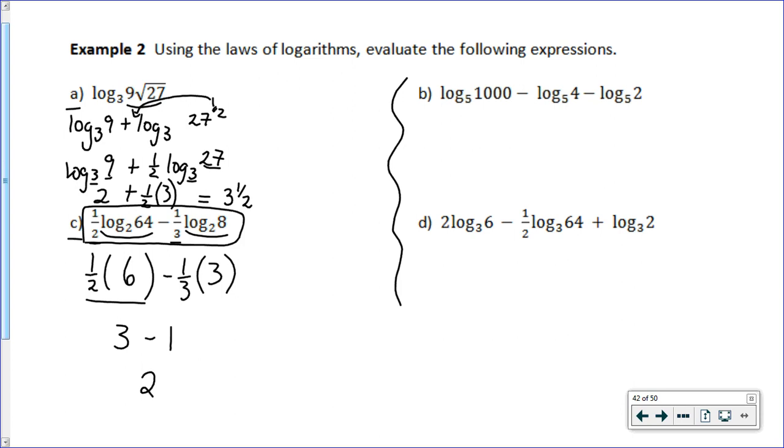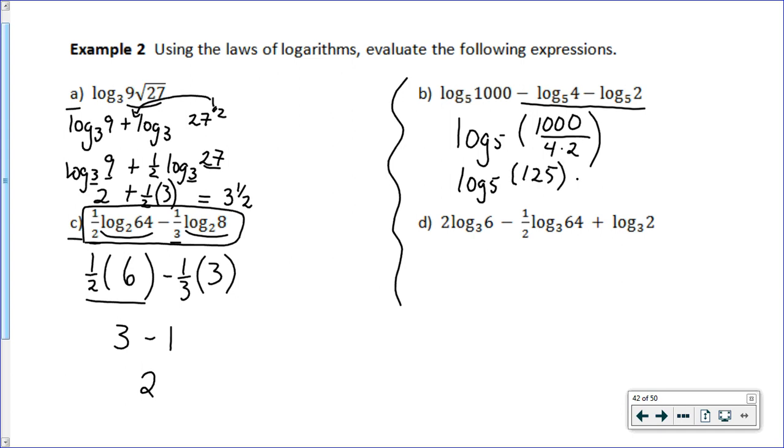Okay, in B, what I might do is rewrite it as log base 5 of 1,000 divided by, because I'm subtracting these two, 4 times 2. And so I would end up with log base 5 of 125. And this is just 3. Remember, 5 to the power 3 gives me 125.